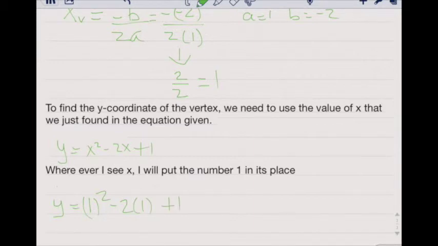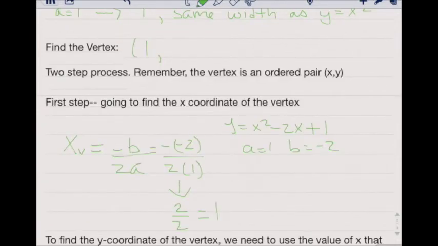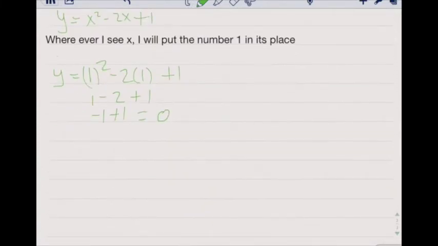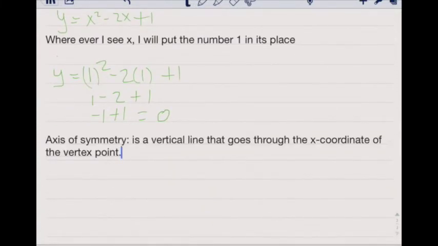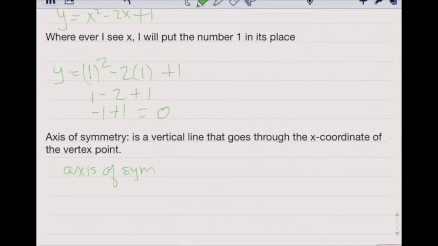1 squared is 1. 2 times 1 is 2, so I get 1 minus 2, and then I keep the plus 1. 1 minus 2 is negative 1, and then bring down this. Negative 1 plus 1 equals 0. So if I go back up, my y-coordinate turns out to be 0. This is a very important bit of information to do my graph. One last thing to talk about. Our axis of symmetry is going to be a vertical line that goes through the x-coordinate of our vertex point. So in this case, our axis of symmetry will be x equals 1.